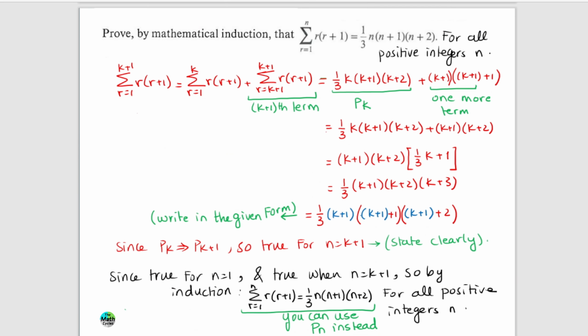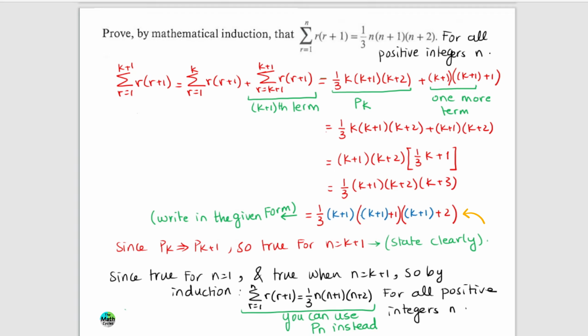Now here you just need to simplify. The main idea is in the first line. 1 over 3 k into k plus 1 into k plus 2, plus k plus 1 into k plus 2. Since I have k plus 1 and k plus 2 in both terms, factor them out, and then you get k plus 1 into k plus 2 into 1 over 3k from the first term plus 1 from the second term. The answer is 1 over 3 into k plus 1 into k plus 2 into k plus 3. I finished, but it's better to write it in the given form to show them that whenever you replace n by k plus 1, the statement is true.